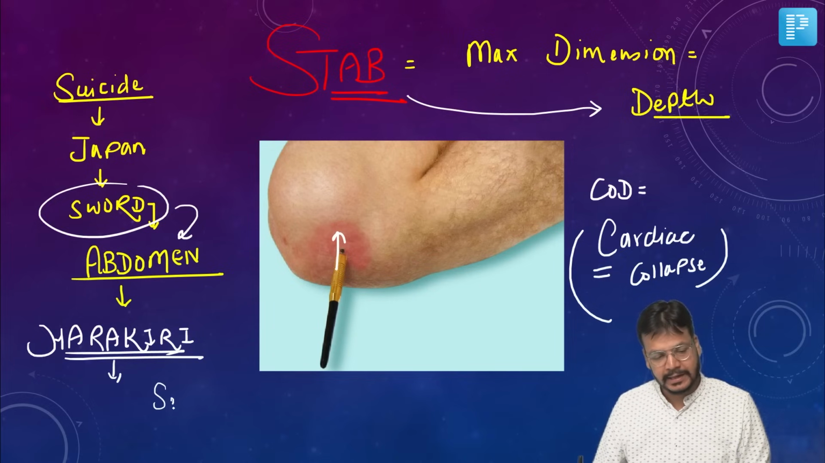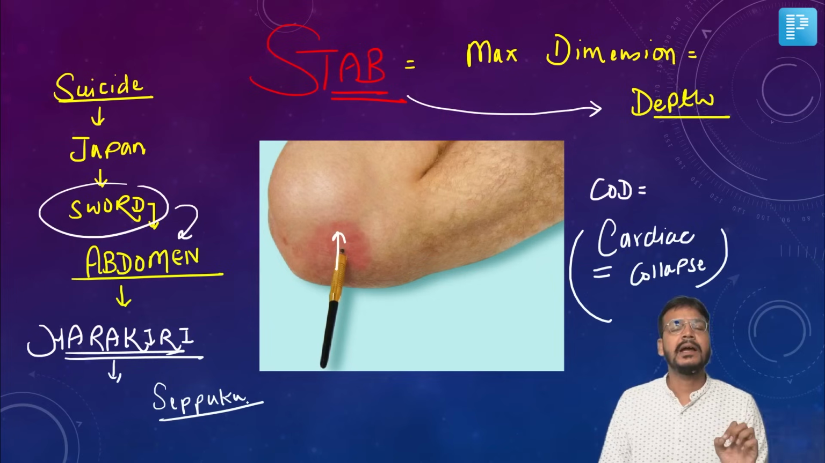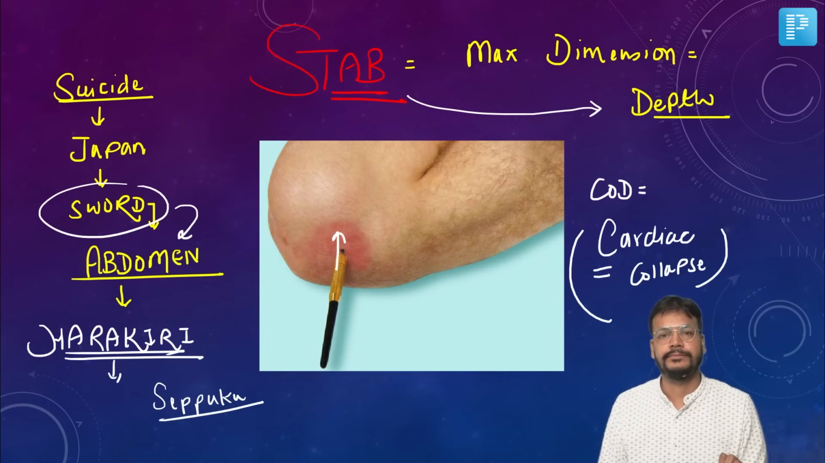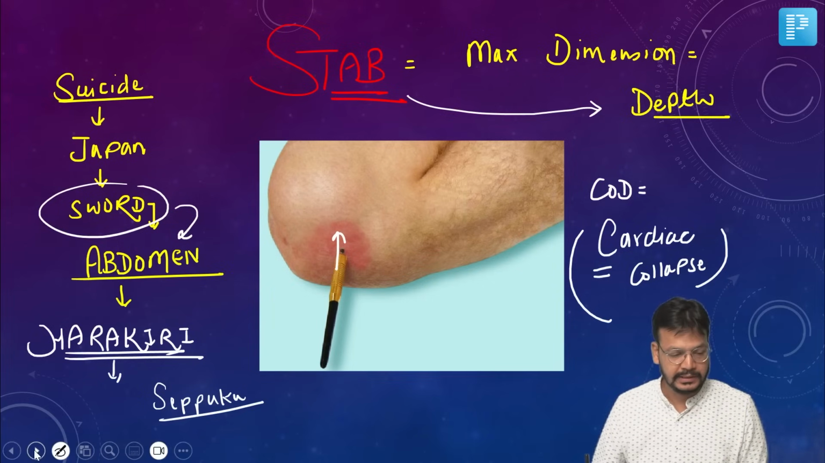This harakiri is also known as seppuku. Cardiac collapse is the cause of death. This is a stab injury.